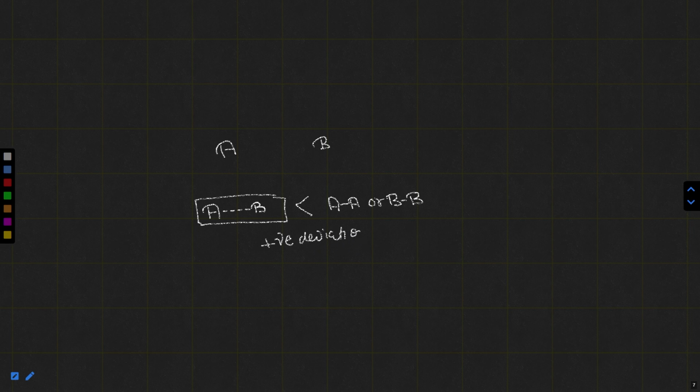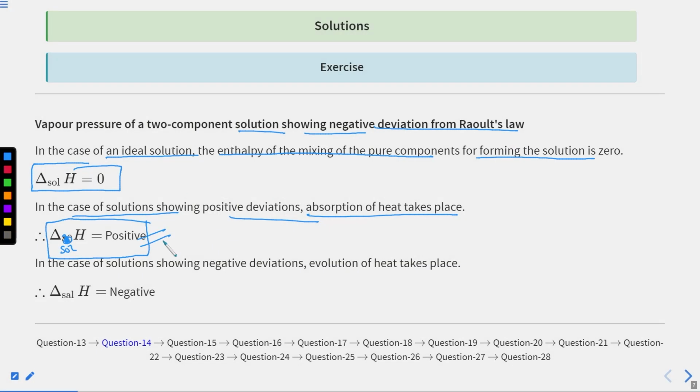Now what is the basis of this? See, if A and B are not interacting in the same way as A was interacting with A and B was interacting with B, then that would result in less force on A and B. Now they will have a much greater chance of escape from the solution. That would result in an extra partial pressure, that is a positive deviation. Now if you want to mix two compounds which do not want to mix, then you have to supply heat. Therefore delta H will be positive.